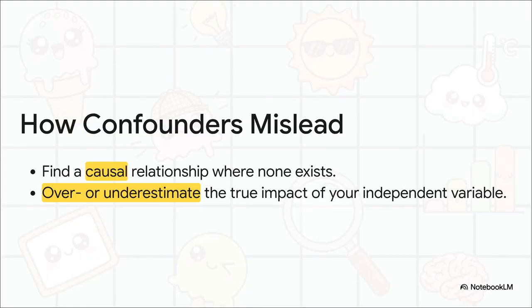And they can mislead you in a couple of major ways. First, they can make you think there's a cause and effect relationship that just isn't real, like our whole ice cream and sunburn thing. Or second, even if there is a real relationship, a confounder can totally distort it, making it seem way bigger or way smaller than it actually is. This is how you get serious issues in research, like what's known as omitted variable bias.